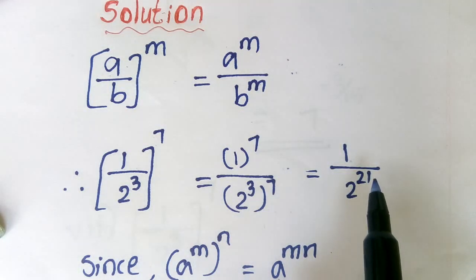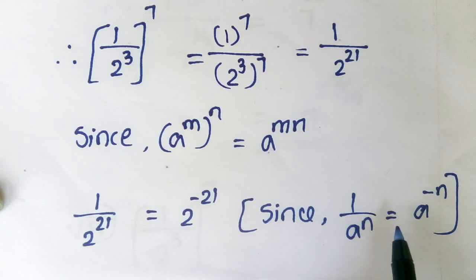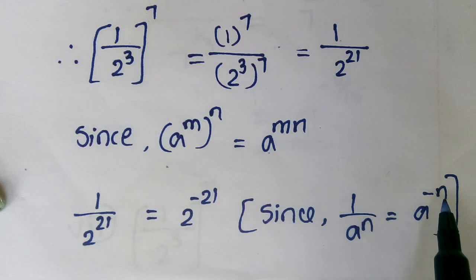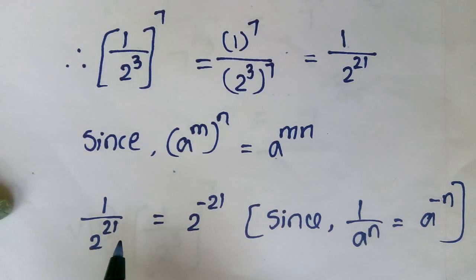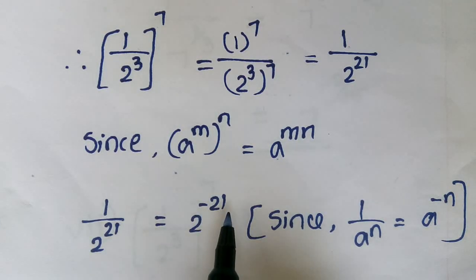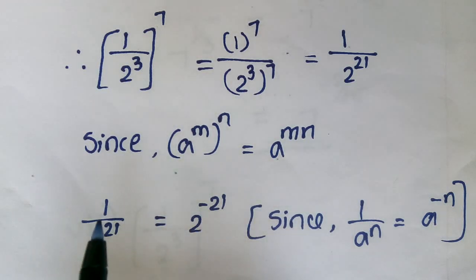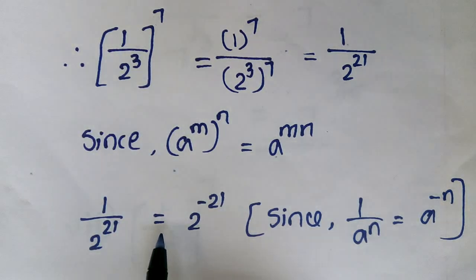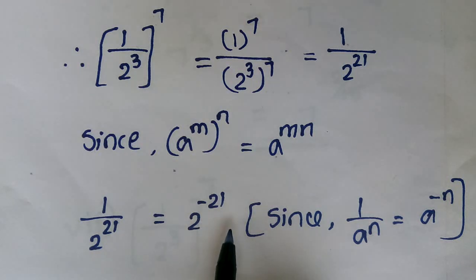If we need to simplify 1 by 2 to the power 21, again we need to apply one law. 1 by a to the power n is equal to a to the power minus n. Therefore, 1 by 2 to the power 21 is equal to 2 to the power minus 21. Therefore, (1 by 2 cube) whole to the power 7 is equal to 2 to the power minus 21.